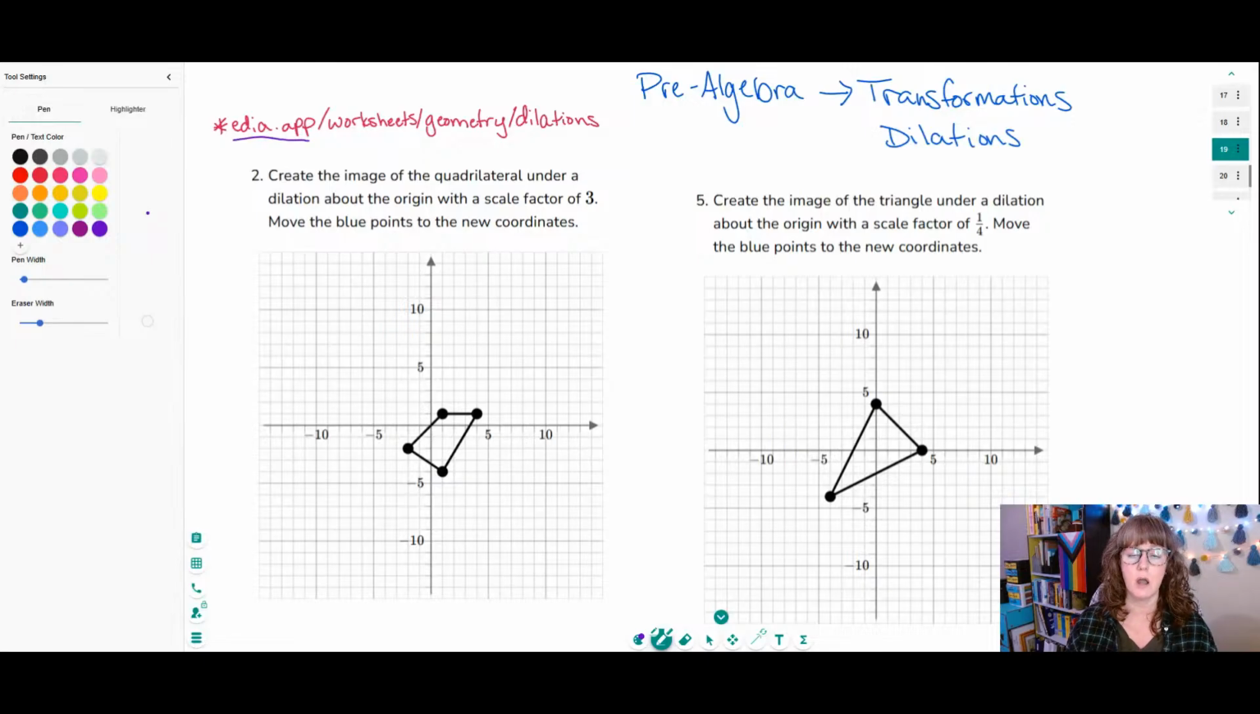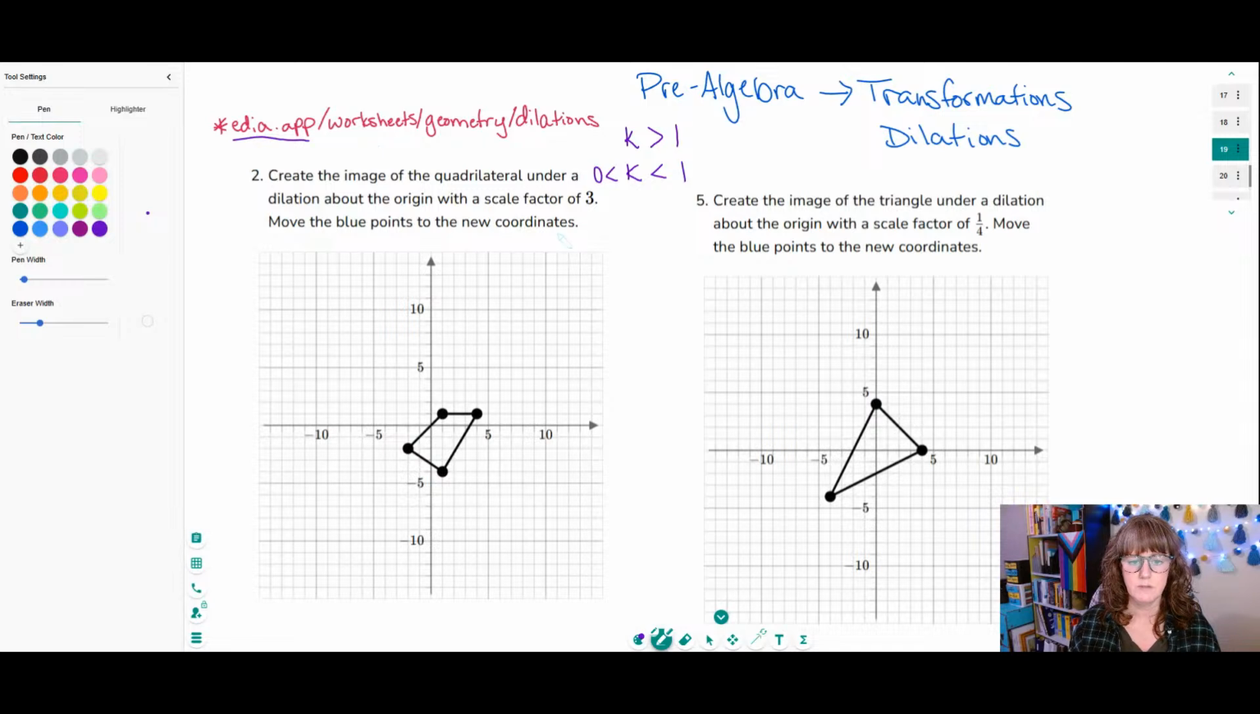So dilations are non-rigid transformations. So they are going to change size. Whenever our scale factor, the number that we're using to multiply, is greater than 1, then your image is going to get larger. Whenever your scale factor is between 0 and 1, so a fraction or a decimal that is less than 1 but higher than 0, so we don't want it to be negative, then that is going to shrink your image and make it smaller.